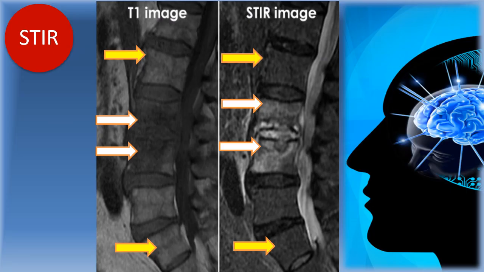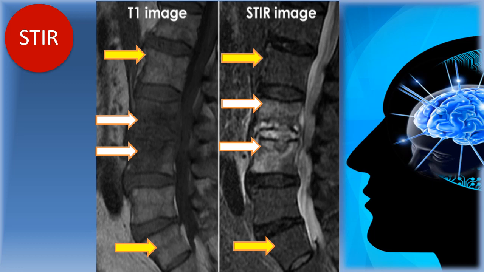This is an example of a STIR image and the T1 sagittal lumbar spine. We can see the yellow arrows refer to the normal bone marrow signal intensity in both sequences, bright signal on T1 and suppressed on the STIR image, while the white arrows refer to the low signal intensity of the affected vertebrae. This indicates that there is an abnormality, an underlying pathology. When you apply the STIR image to the same vertebrae, you find that these vertebrae became bright, indicating there is significant edema, a significant pathology.